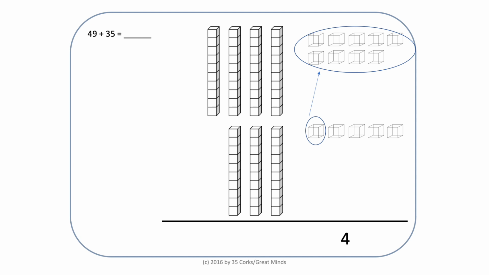Now how many 10s? We can see that there's 4 at the top, 3 at the bottom. That's 7. But we can't forget we have to add the 10 we just made. So 7 plus the 10 we just made is 8. 49 plus 35 equals 84. I want you to say the whole number sentence. Good job. So I should have heard you say 49 plus 35 equals 84.